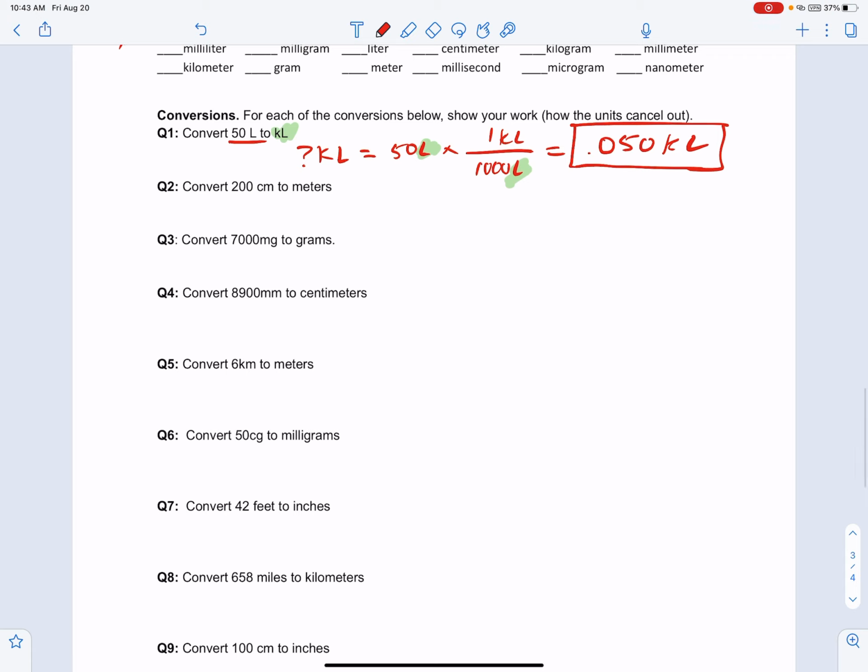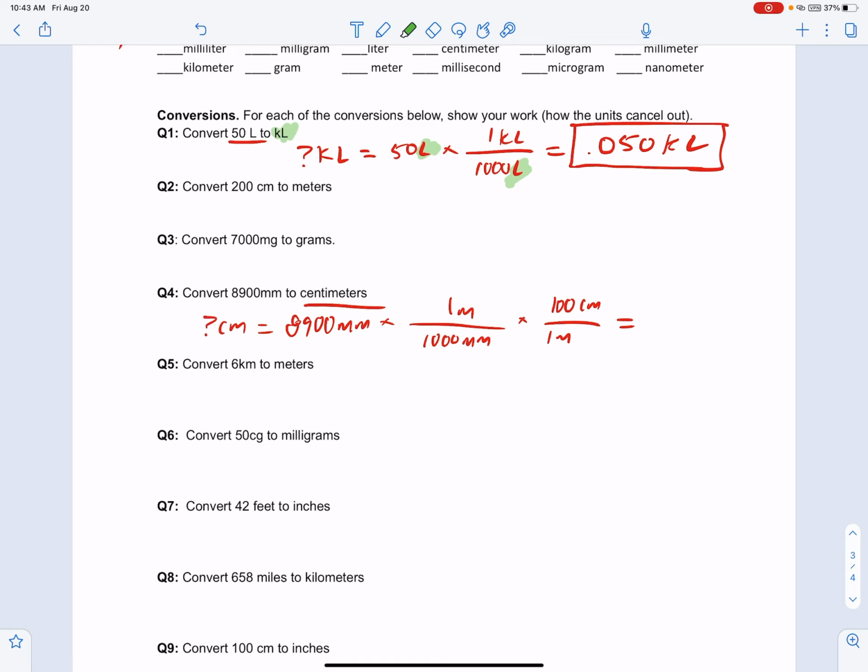Let's do one a tiny bit harder. How about question 4? We want to find centimeters, so we write out cm for centimeters. We write out what we do know, 8,900 millimeters. We write out our conversion factor. This one we're going to use 2 conversion factors. We're going to go to our base units first, and then from our base units to centimeters. So let's do that first. 1,000 millimeters in 1 meter. We know that in 1 meter, there's 100 centimeters, right?